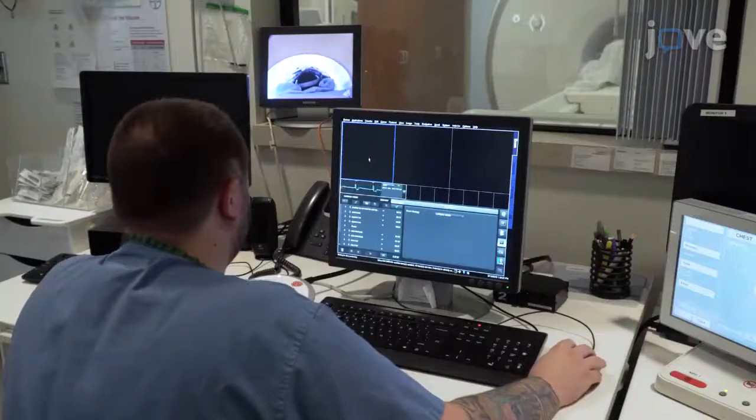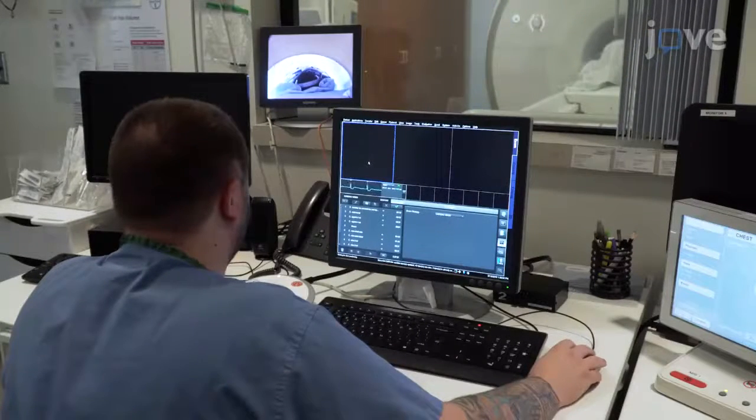Inform the patient to breathe when instructed during the imaging by holding breath at the end of expiration. Imaging reproducibility.